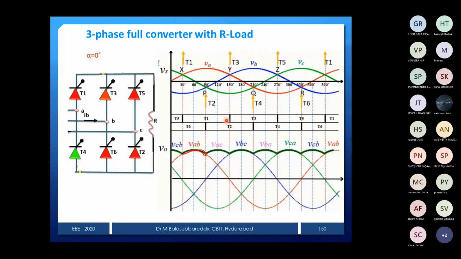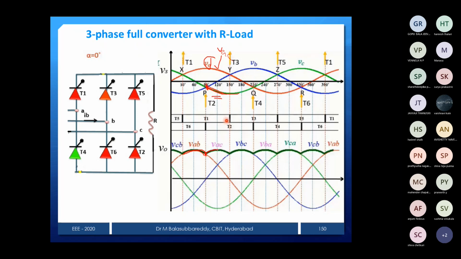What can you do? A is more positive, but the lower group device is going to change. Instead of B phase, now C phase is more negative. Whether I have to transfer to C phase or not, you have to check with the firing pulse. Now the C phase device is T2, and the T2 firing pulse is available from this point onwards. That's why your output becomes VA, and the lower group device is C. That means VAC is your output voltage.